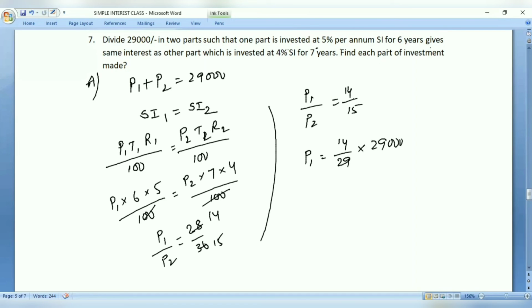From the partnership concept, total components are 29. So individual components we have taken by ratio method. So 29 ones, 29,000. So it becomes 14,000 as the first value, and the second value P2, obviously it becomes 29,000 minus 14,000, it becomes 15,000. So this is how we calculate the problems.